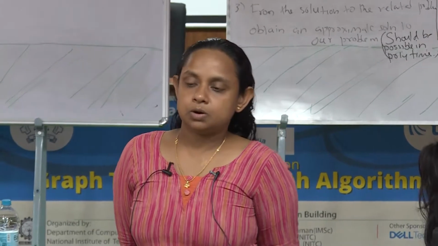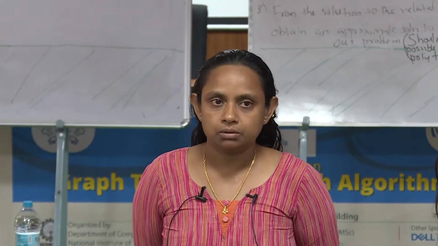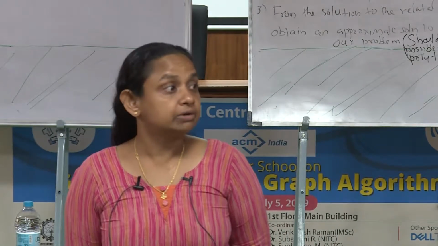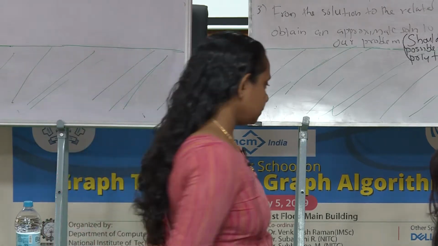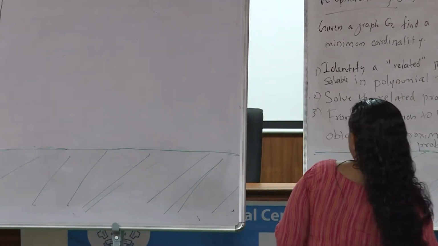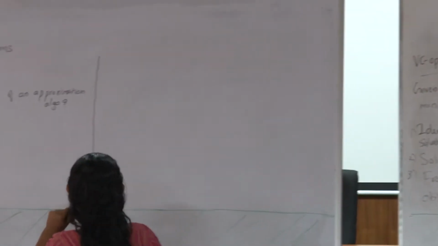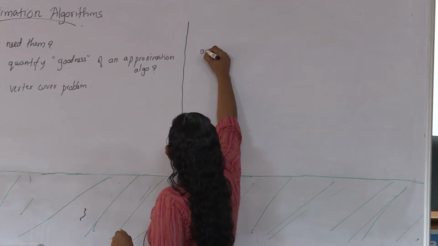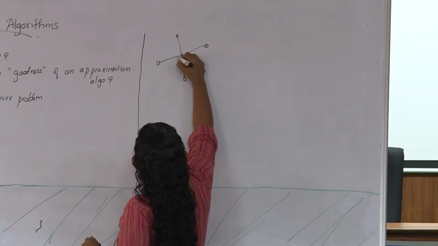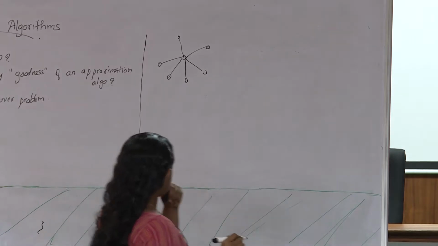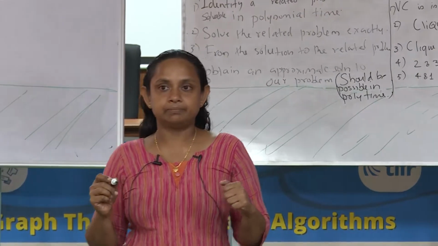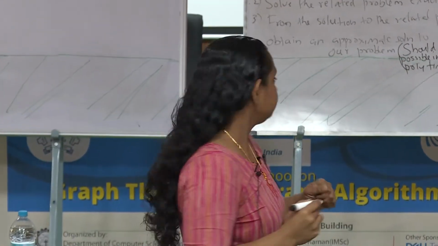So let's try to identify a related problem which is polynomial time solvable for solving vertex cover. Okay. So what's the size of a minimum vertex cover of this graph? 1, right?